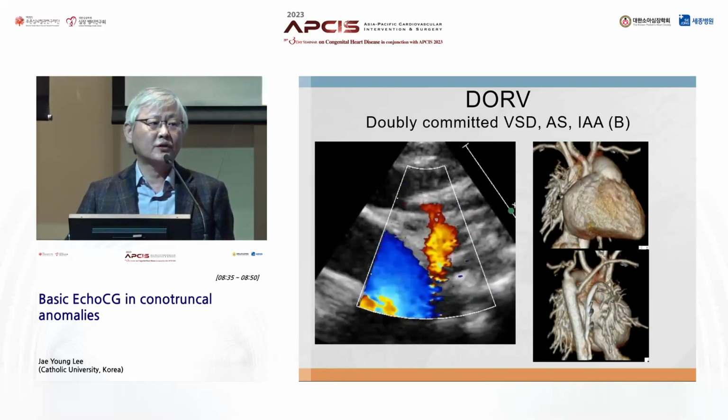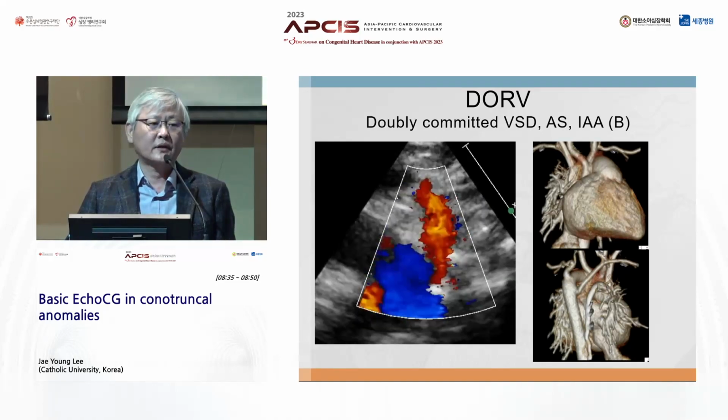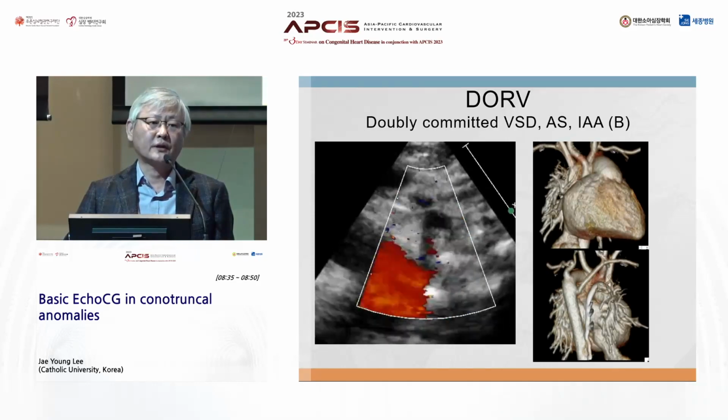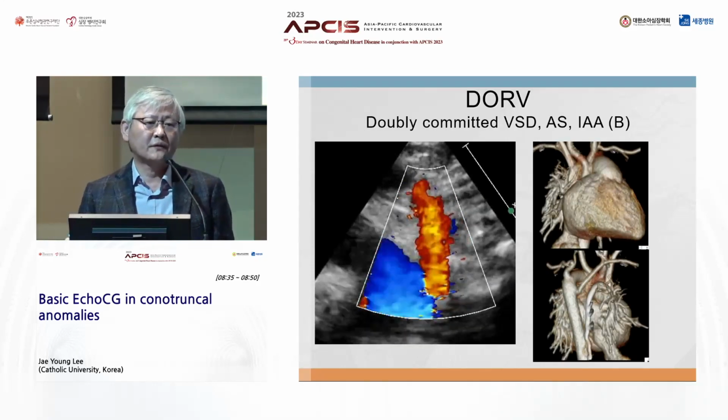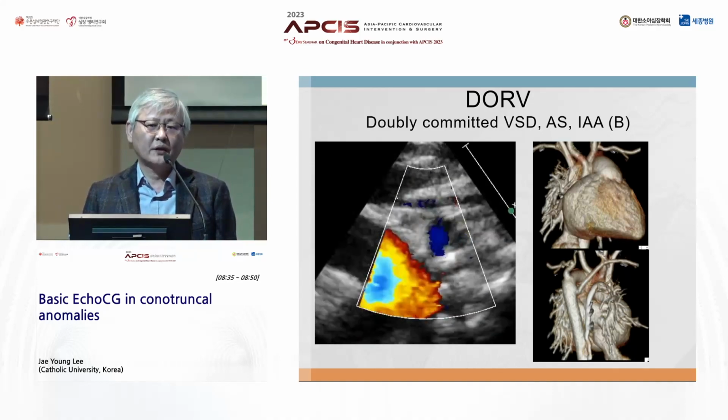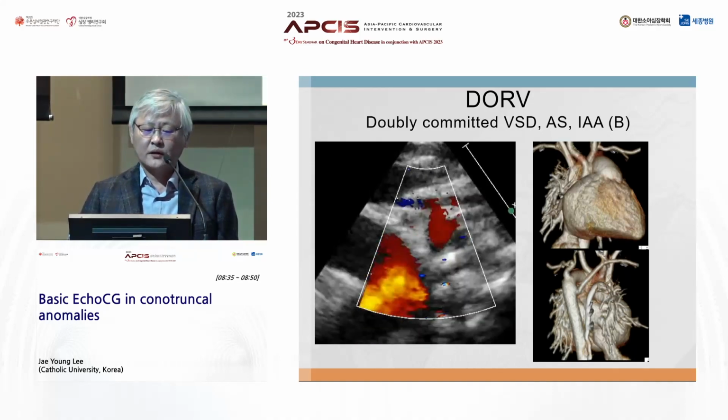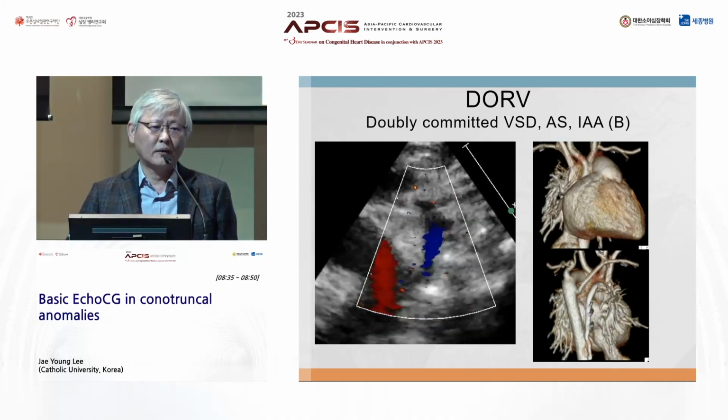This is a big ductus. This is the left subclavian artery, and this is the left common carotid artery. Type B interruption. This is DORV, doubly committed VSD with type B interrupted aortic arch. Arch anomaly can be well identified by the CT angiography here.